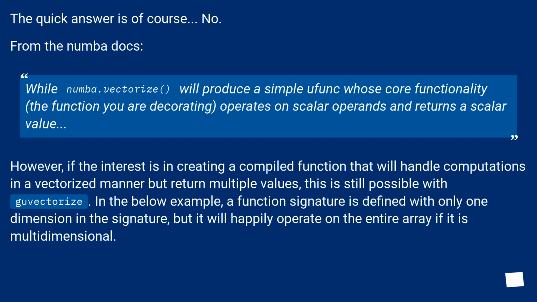However, if the interest is in creating a compiled function that will handle computations in a vectorized manner, but return multiple values, this is still possible with guvectorize. In the below example, a function signature is defined with only one dimension in the signature, but it will happily operate on the entire array, if it is multidimensional.